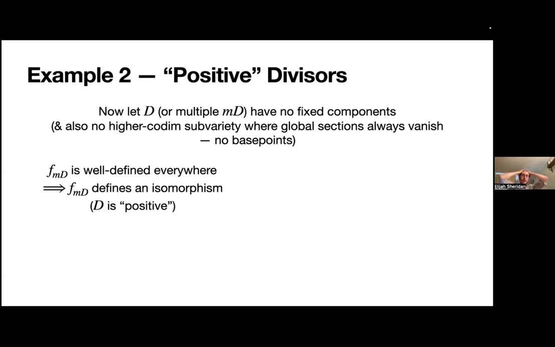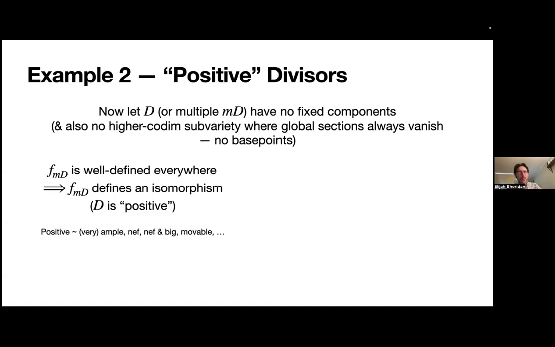What this means is that if it's some multiple that has this property, then the associated rational map is actually well-defined everywhere. There isn't any point that it maps to homogeneous coordinates of all zero, which means that it actually defines an embedding of the variety you started with into projective space. And I'm going to roughly refer to this as positivity.